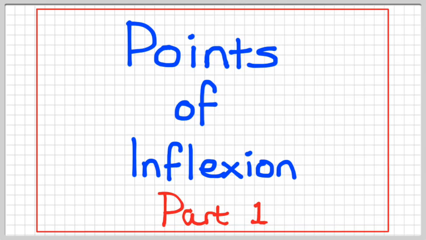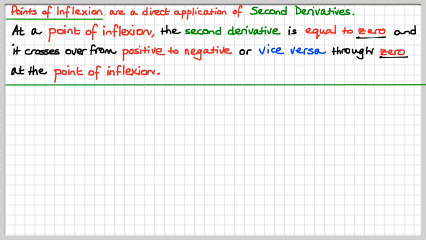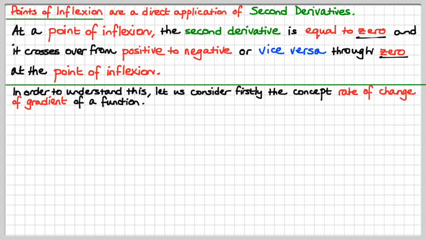So, what is a point of inflection? Well, we're about to find out. Points of inflection are a direct application of second derivatives. At a point of inflection, the second derivative is equal to 0, and it crosses over. That is, the second derivative crosses over from positive to negative, or vice versa, through 0 at the point of inflection. What a grip, eh?